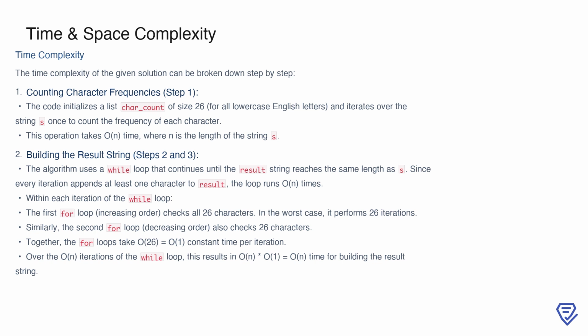Next, we move to the process of building the result string. Here, the algorithm uses a loop that continues until the result string reaches the same length as the input. Since at least one character is appended to the result in each iteration, the loop runs at most O(n) times. Within each iteration, there are two for loops, one that processes characters in increasing order and another in decreasing order. Each of these loops scans through the 26 possible characters, which is constant work, or O(1), per iteration. Multiplying this O(1) work by the O(n) iterations of the loop, we find that building the result also takes linear time, or O(n).